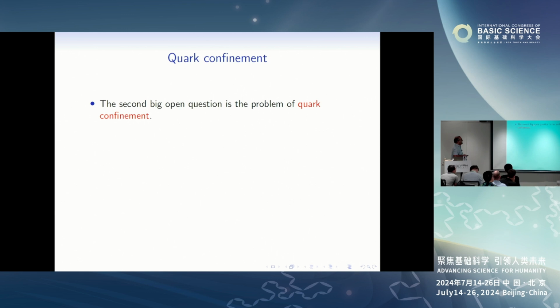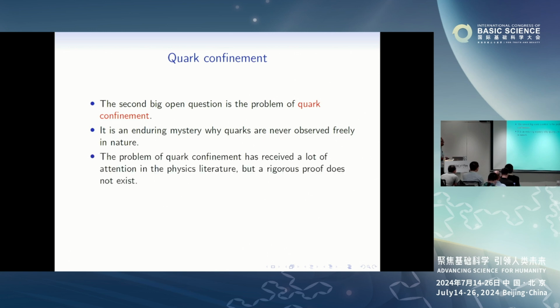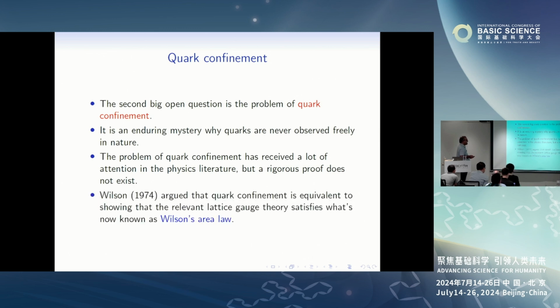And then there is this other big question of quark confinement. So quarks are particles that make up, let's say, neutrons and protons and other particles. And it's mysterious why they're never observed freely in nature. And this problem has received a lot of attention in the physics literature, but there is no rigorous proof. I'll tell you what the mathematical formulation is.